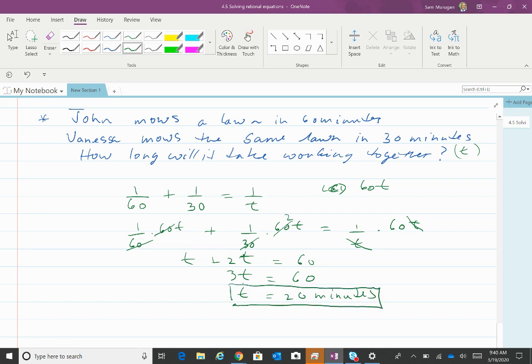Again, notice that your answer makes sense because it has to be less than 30 minutes because they're working together. So if they work together on the lawn, it's going to take only 20 minutes to go ahead and do the lawn.